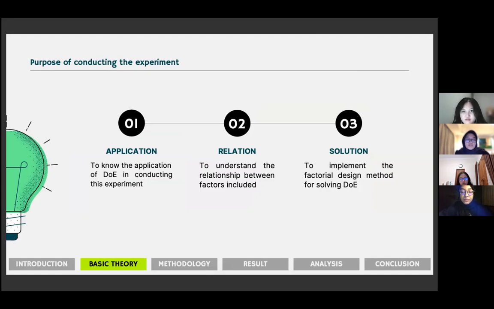Here are the purposes of conducting the experiment. We have the application. The next one is the relationship between the factors included. And the last one, we have the factorial design method for solving DOE.